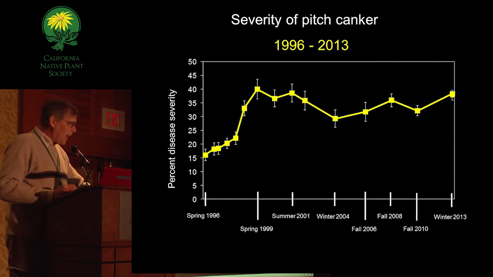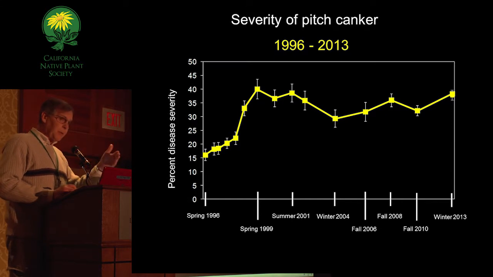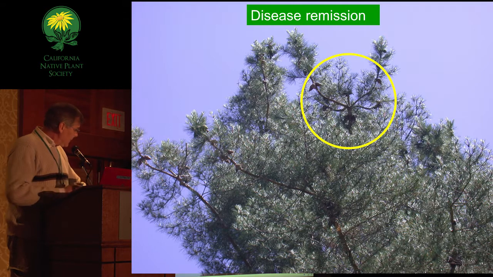And the reason for that, there are two reasons. In part, the susceptible trees are gone. The very susceptible trees have died. But the more important part seems to be that some of the trees recover.